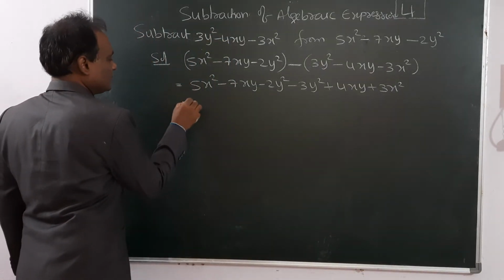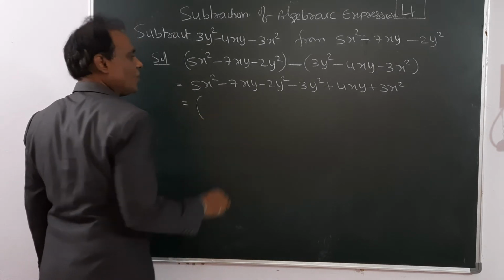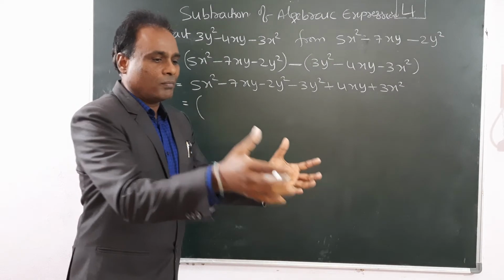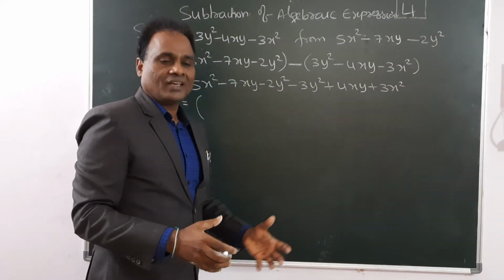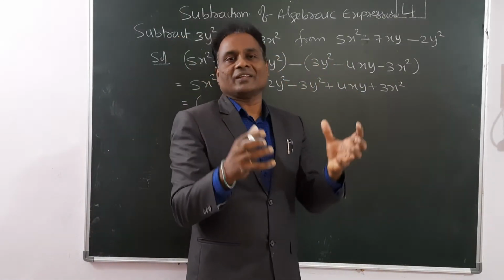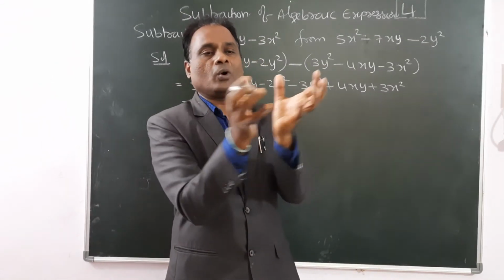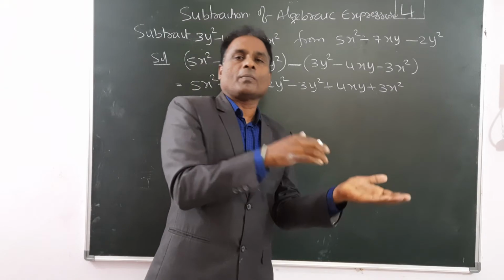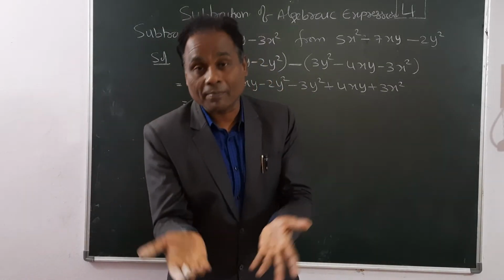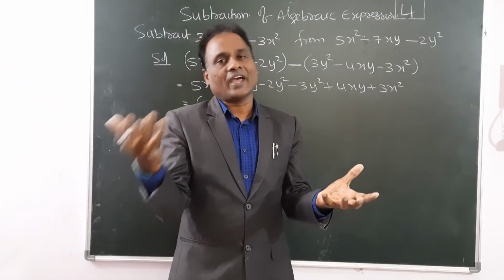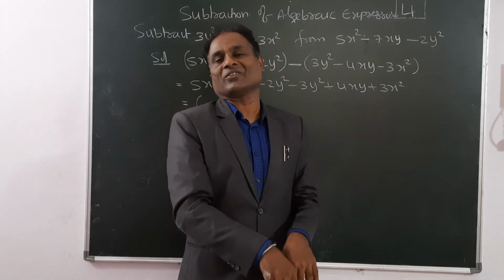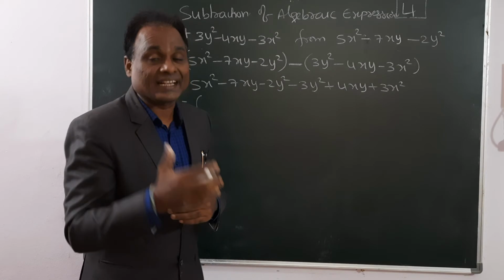Now, only like terms we have to add. Mangoes are added with mangoes, bananas with bananas, apples with apples. We can't add bananas and apples. 5 apples, 4 bananas cannot become 9 apples or 9 bananas. If we add also, it will be 5 apples, 4 bananas only. So we can add only like terms.